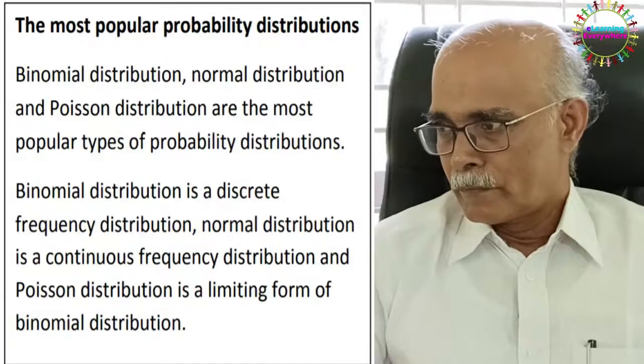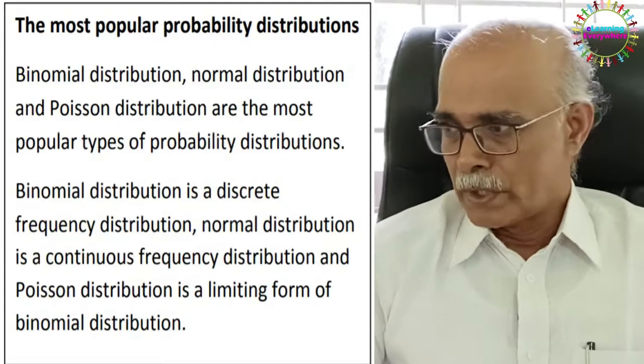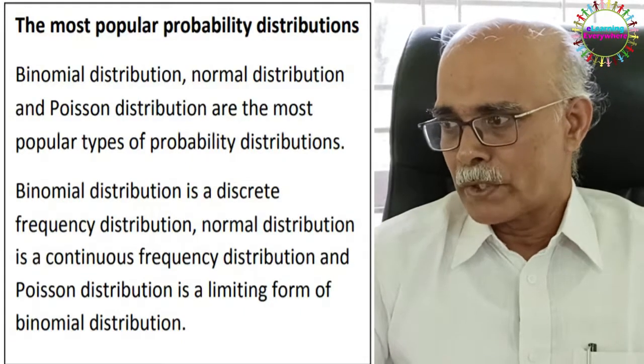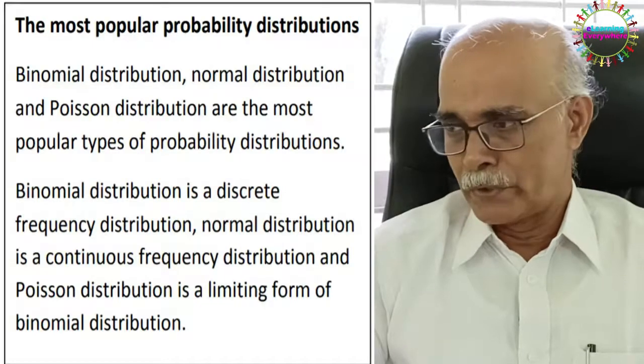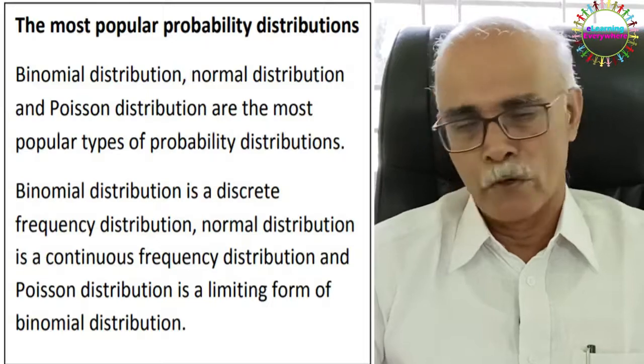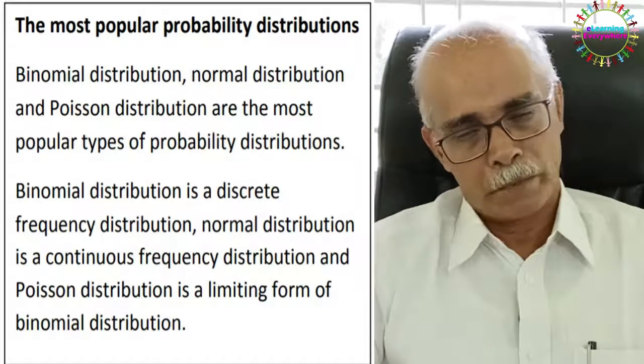The most popular probability distributions include binomial distribution, Poisson distribution, and normal distribution. Binomial distribution is a discrete frequency distribution. Normal distribution is a continuous frequency distribution, and Poisson distribution is a limiting form of binomial distribution. First we shall see binomial distribution.